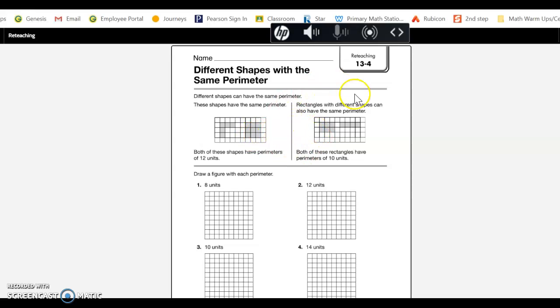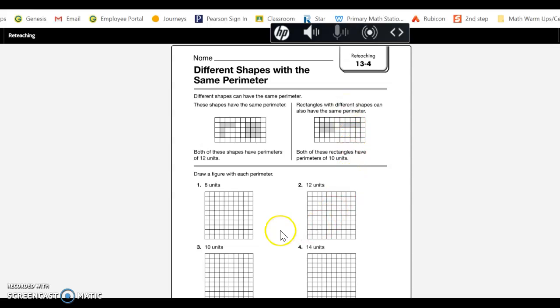So they have the same perimeter. If we look at the next example, it says rectangles with different shapes can also have the same perimeter. So these two shapes are both rectangles, but they look different. If we add 2 plus 3 plus 2 plus 3, we get a perimeter of 10. And if we come over here and we add 1 plus 4 plus 1 plus 4, we get a perimeter of 10. So we know that these rectangles both have the same perimeter. Their perimeter is both 10 units.